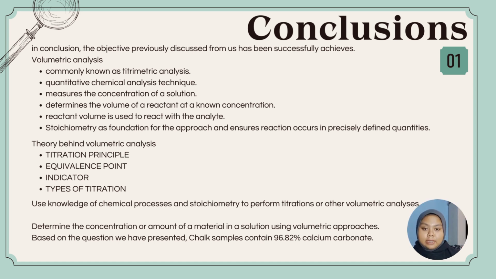After that, for the third objective, we get to conduct titration and other volumetric analysis by using the understanding of chemical processes and stoichiometry. And the last objective that we have obtained is that we can properly determine the concentration or amount of a material in a solution using volumetric approaches. So, based on the question we presented earlier, we needed to calculate the proportion of calcium carbonate in the chalk sample. Based on the calculation we have shown, the chalk sample contains 96.82% of calcium carbonate.